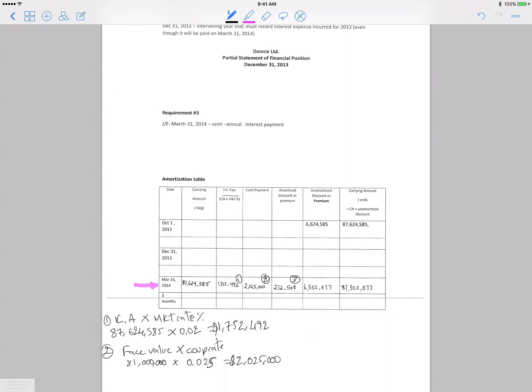The third amount is the amortized discount. The amortized discount is equal to the interest expense minus the cash payment. In this case it's 1,752,492 minus 2,025,000. This amount is 212,508. No, sorry.